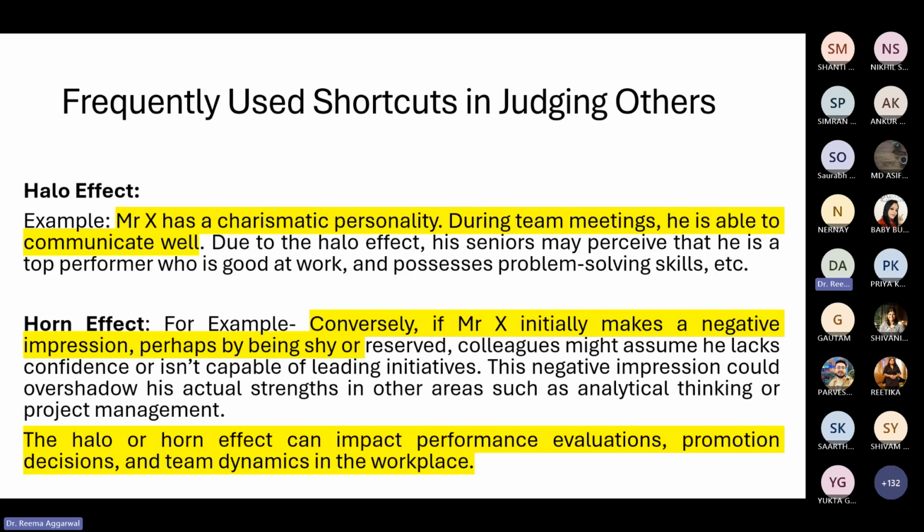Conversely, horn effect क्या होता है? एक negative impression, एक negative component पूरे person को negative treat करवा देता है. So if Mr. X initially makes a negative impression, perhaps because he is shy or reserved, he is not able to communicate confidently, then it might be perceived that his analytical skills, his knowledge and everything is weak about the project. So halo and horn effect can impact performance evaluation, promotion decisions and team dynamics in the workplace.